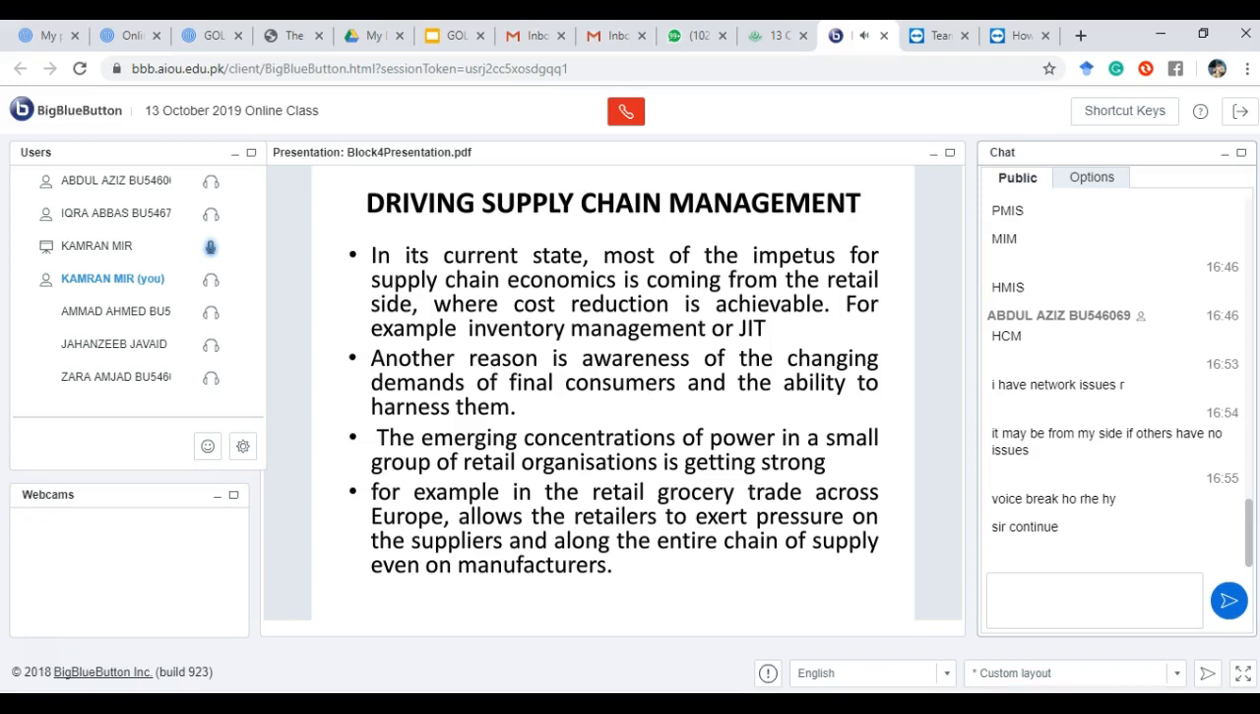The emerging concentration of power in a small group of retail organizations is getting strong. The reason is that small retail organizations tend to develop more customer bonding and things like that, which helps those companies get a stronger edge in the market. For example, in the retail grocery trade across Europe, it allows the retailer to exert pressure on the suppliers and along the entire chain of supply, even on manufacturers. There are great trade unions in the European states, and even the small suppliers can exert a lot of pressure on these growers for implementing the things which they want.